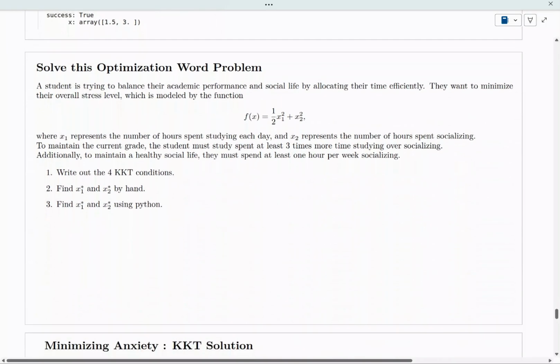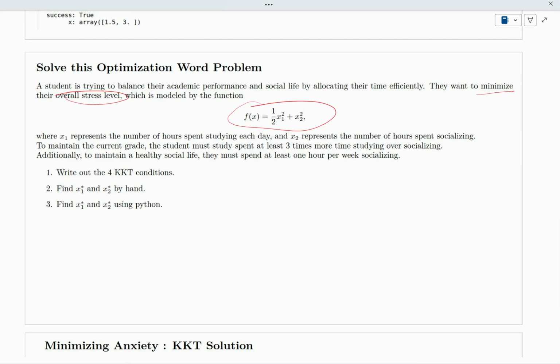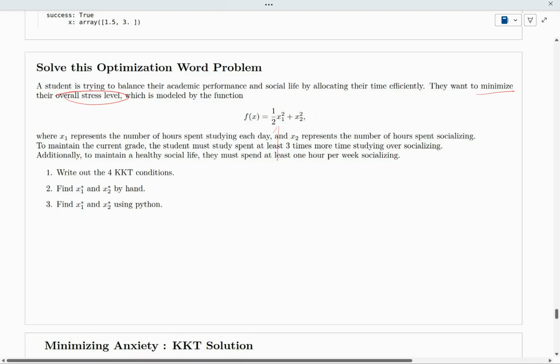All right, for your last problem, let's say you are a student trying to balance your academic performance versus social life, and you're trying to decide how to allocate your time efficiently while minimizing your stress level. The stress level is modeled by this function. x1 represents how much you study. x2 represents how many hours you spend socializing. If you're trying to maintain your current grade, the student must spend at least 3 times more studying than socializing.